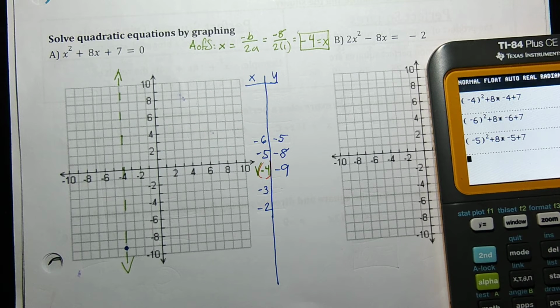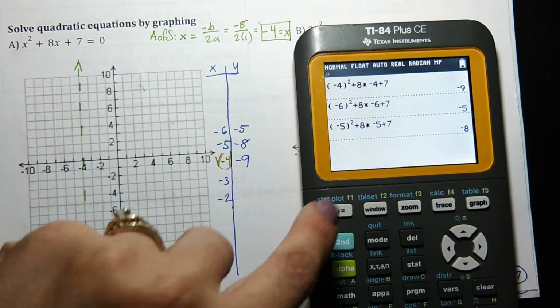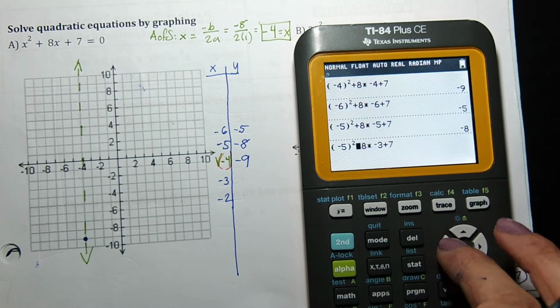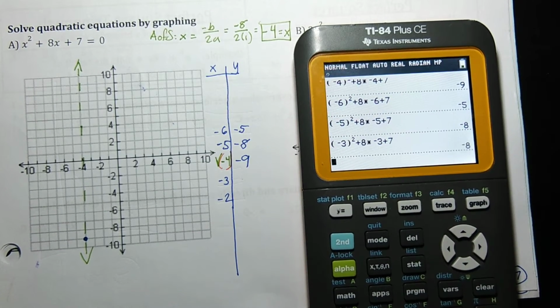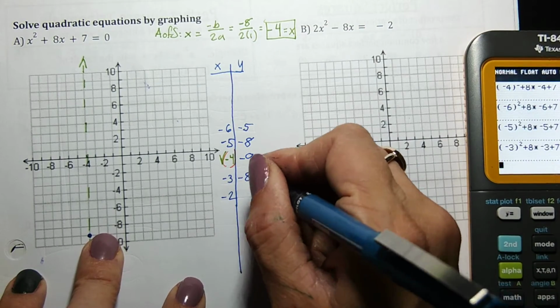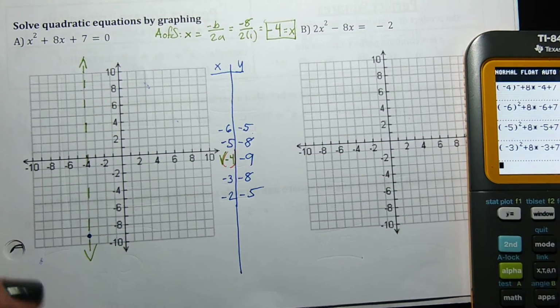We should be getting those symmetric y values around that vertex, but we're not going to assume it because sometimes we make mistakes with that axis of symmetry. So I'm going to go ahead and just verify it by overriding those negative 5s with negative 3s, and we see that we do indeed get negative 8, which means this would give me negative 5. So we've got that symmetry around the vertex.